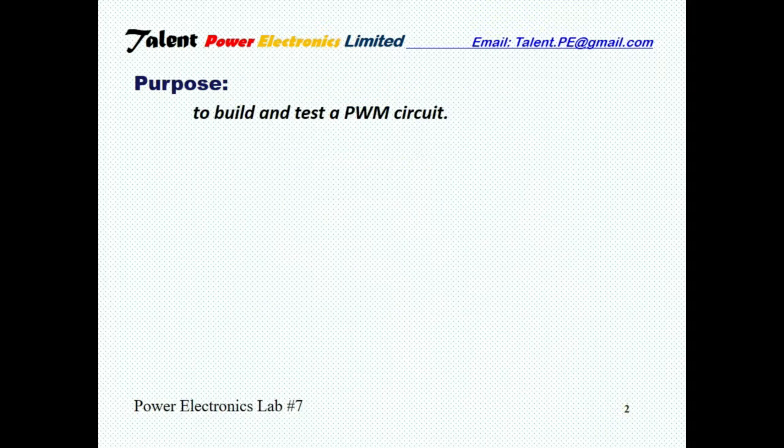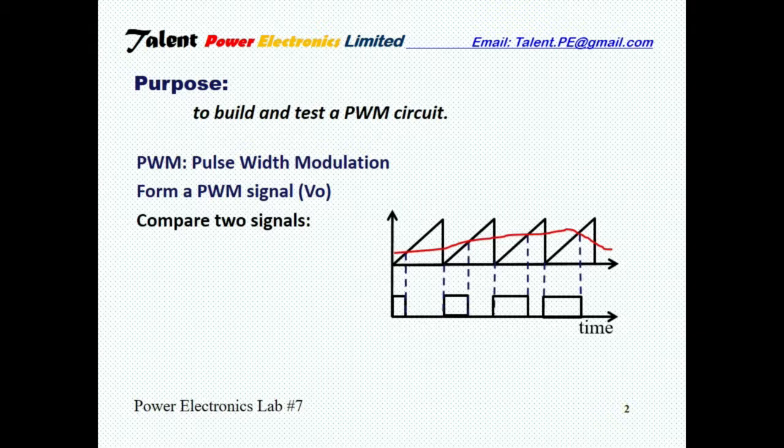The purpose of this lab is to build and test a PWM circuit. The terminology PWM represents pulse width modulation. To form a PWM output signal VO, a common method is to compare two signals: 1. A triangle signal VT. 2. A reference signal VR.